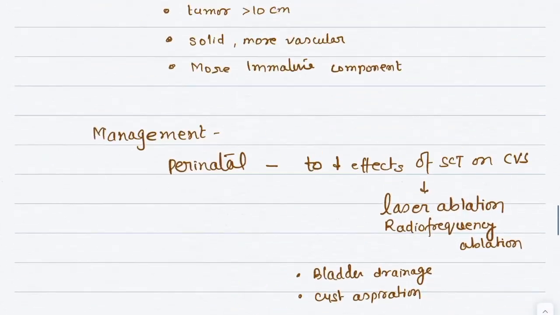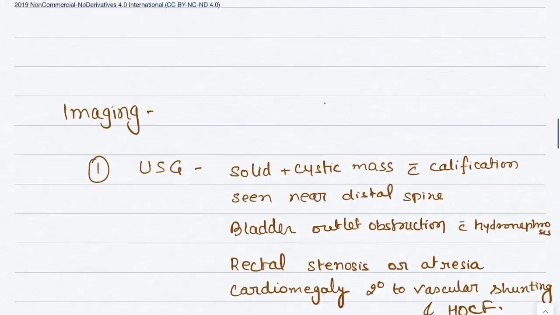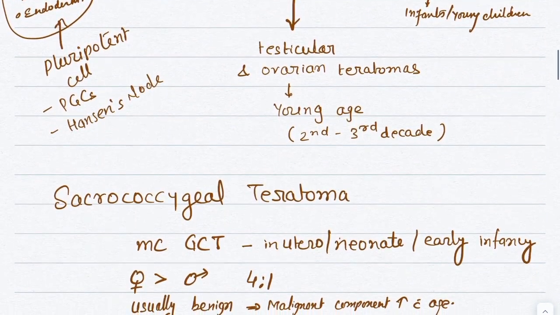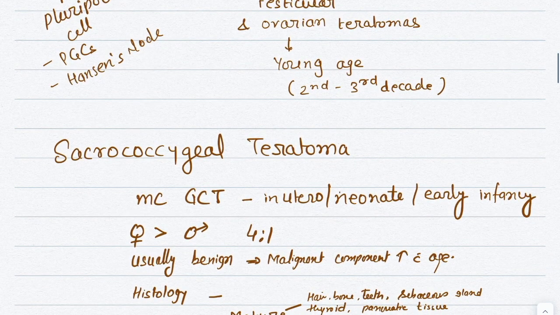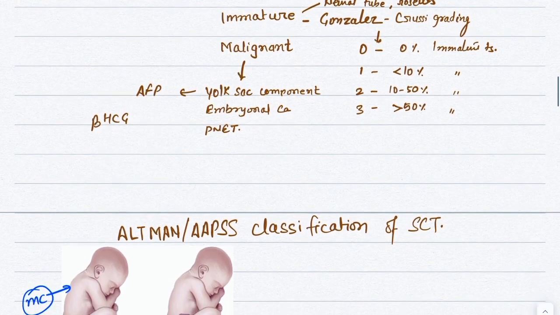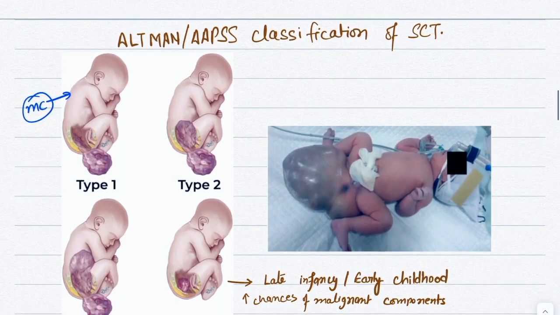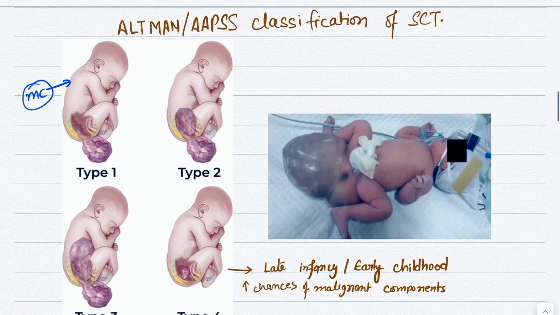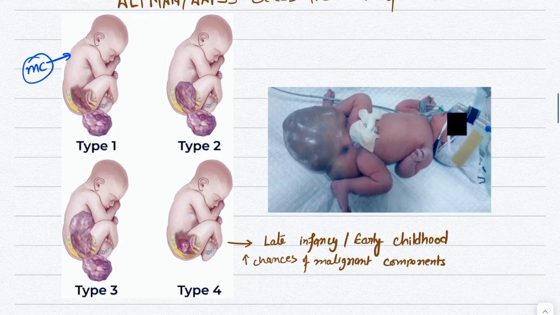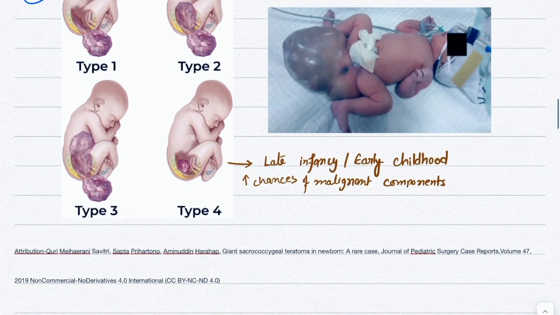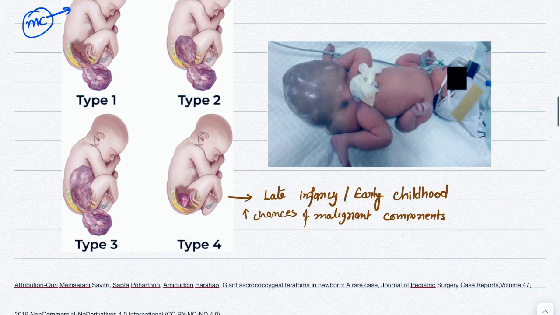So today we have learned about teratomas, especially the sacrococcygeal teratomas. These are germ cell tumors that contain all three germ cell layers, including ectoderm, mesoderm, and endoderm, and have various kinds of tissues: mature, immature, and malignant. Sacrococcygeal teratomas are classified into 4 types. Out of all the 4 types, type 1 is most common.